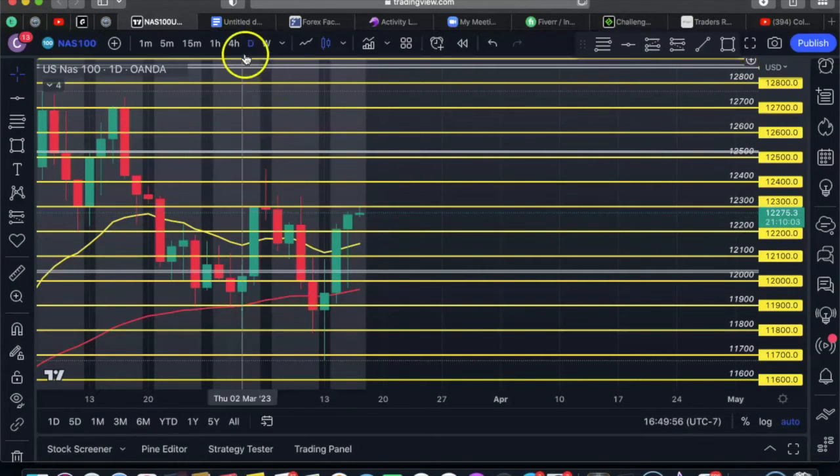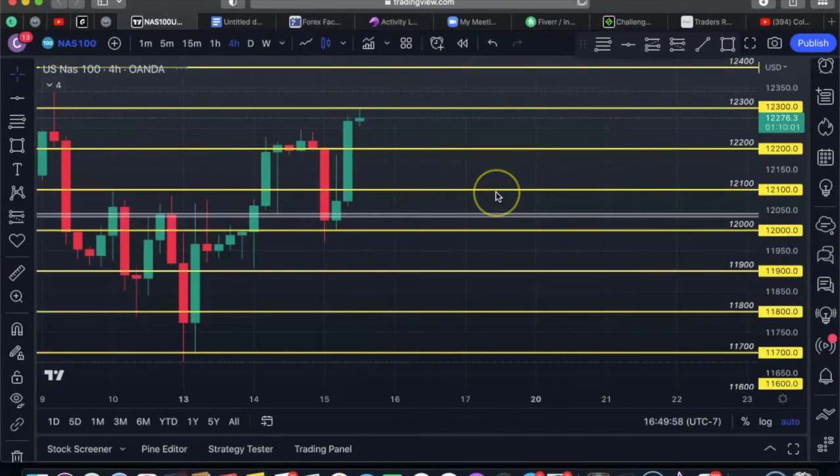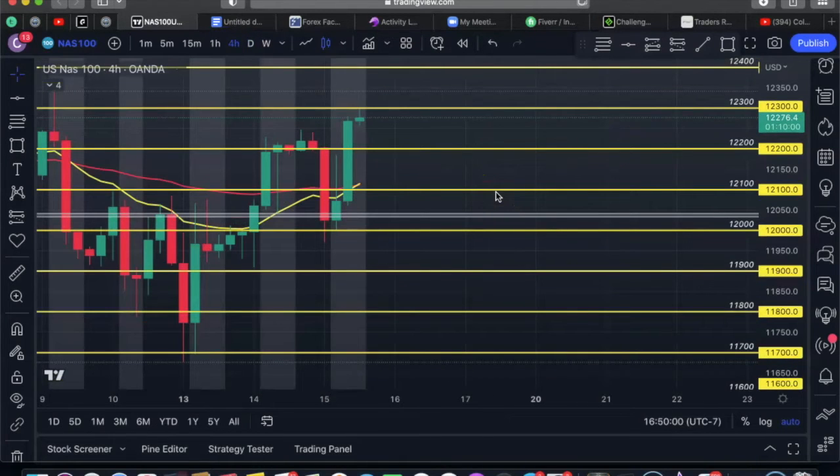So what we're now going to do is go to the 4-hour chart. And this is right before the market open when I'm breaking down these time frames and getting my confirmation.